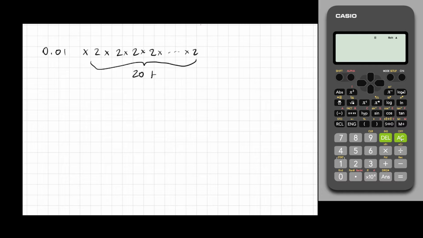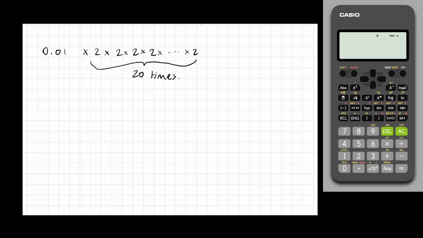Now that was a lot of calculations to do. But one thing we could do to make this so much quicker is multiply it by what's called an indice or an index. You guys may have seen this before. Instead, I could write it as 0.01 times 2 to the power of 20, because 2 times 2 times 2, twenty times, is the same as 2 to the power of 20.